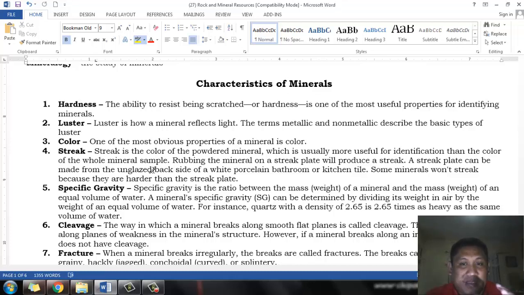Streak. When you rub the mineral on a certain rough edge, so for example, what are other minerals that we can think of? You can look into that in the internet or in some of these. But there are different colors, and when you scratch that one, streak that one, or perhaps rub that one mineral, it will produce a streak. And sometimes parehas ang color, sometimes po dili parehas ang color. But there are also some minerals that won't streak because they are very, very hard and they are very, very difficult to streak, to produce a streak.